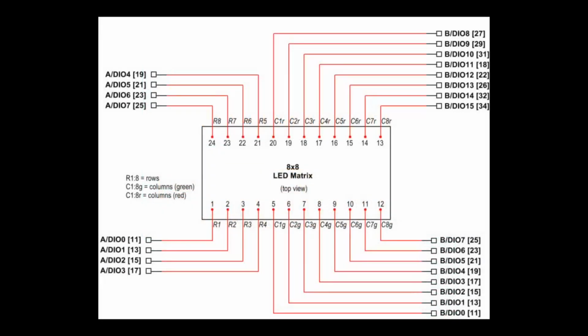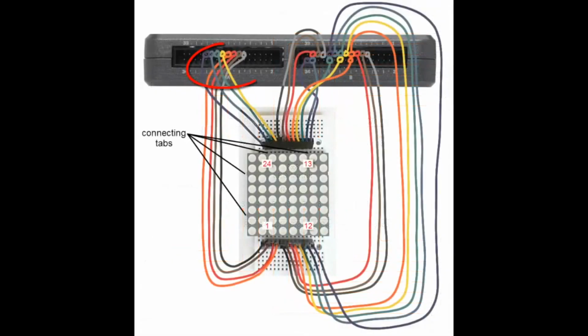LED matrix schematic diagram. This is the connections to the MXP connectors. The rows are on connector A and the columns are all on connector B.